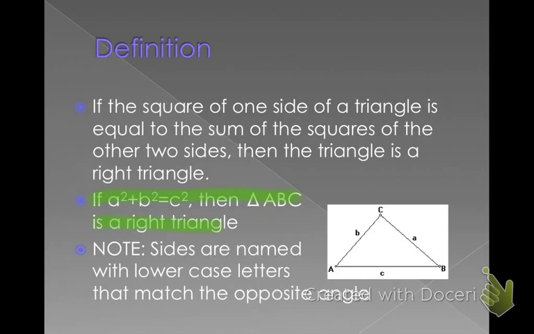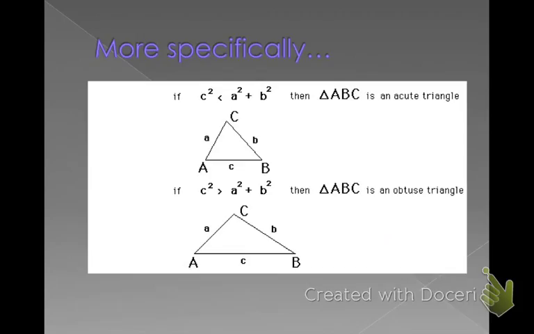I would like you to note that sides are named with lowercase letters that are across from the angle with the same letter. More specifically, if you don't get them equal to each other, we can find out if we have an acute triangle or an obtuse triangle. It will be an acute triangle if c squared is smaller than the sum of the other squares, and it'll be obtuse if c squared is larger than the other two.